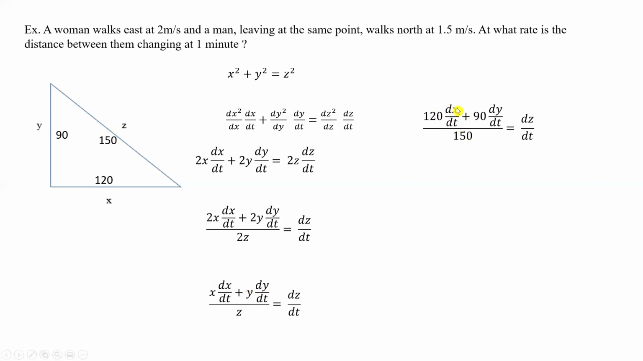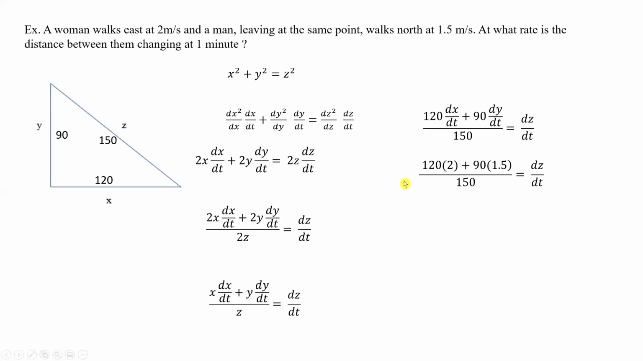Now, dx dt is the change in x. How fast was the woman walking? That would be 2. dy dt, how fast is y changing? And that would be 1.5. So the 2 is the change in x, how fast x is changing. 1.5 is the change in y, how fast y is changing.